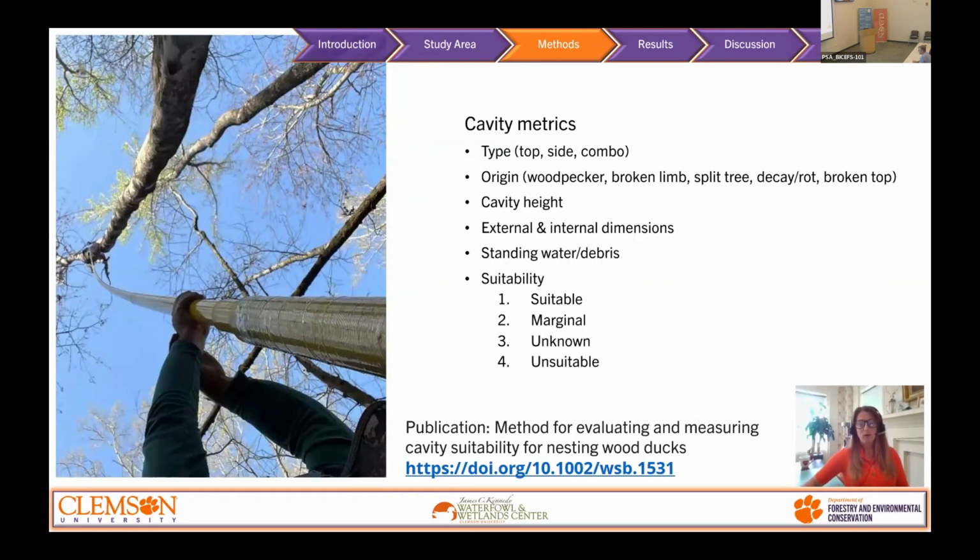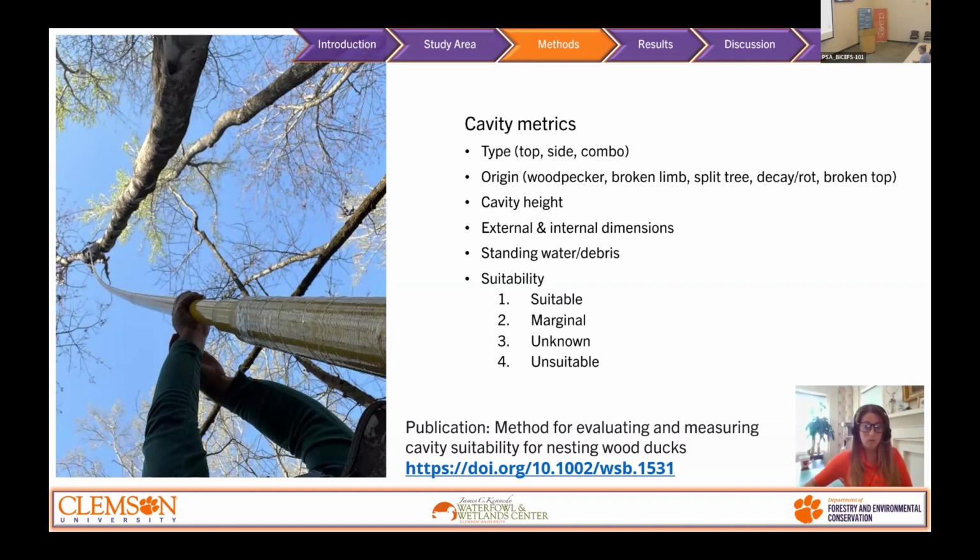Cavities found were evaluated for suitability using the method I developed, and there's the link at the bottom. Cavities were defined as having entrance dimensions greater than or equal to 4 by 4 centimeters, and that was simply the size of the head of the camera that I used in my method. Cavities were defined as suitable, meaning all conditions were met.